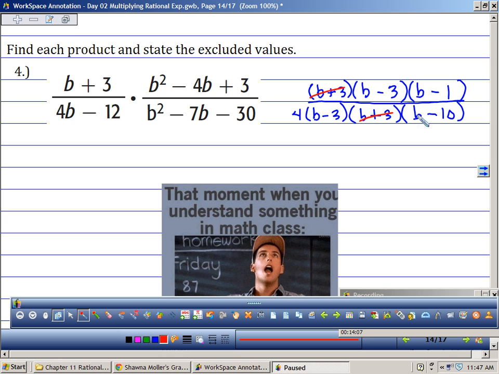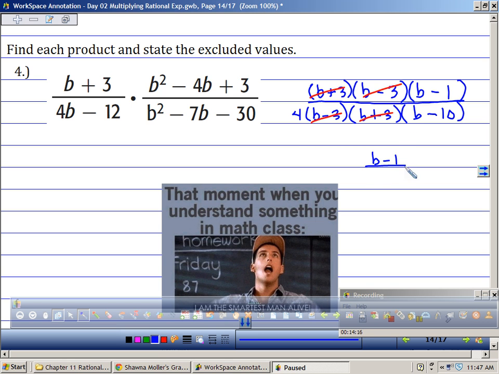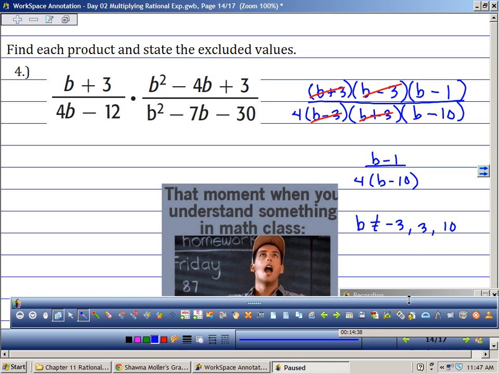Cancel my b plus 3. Cancel my b minus 3. I think that's it, right? And I have b minus 1 over 4 times b minus 10. What can b not be? -3. 4 doesn't matter. It doesn't have a b next to it. 3, -3, and 10. Good job, guys. That's all I got.